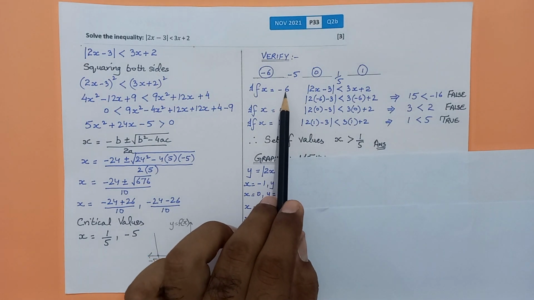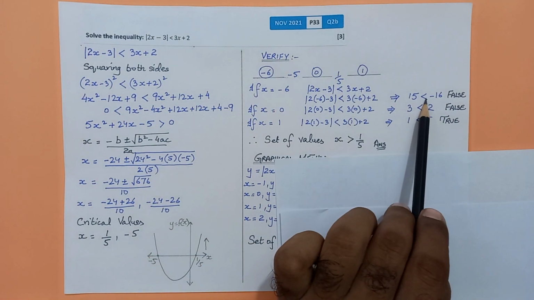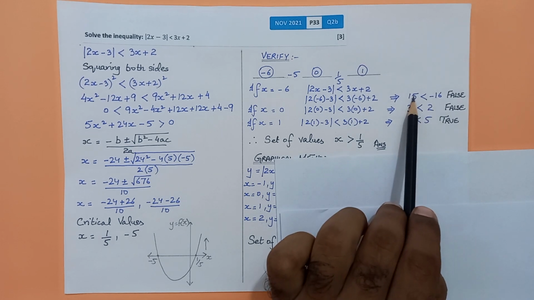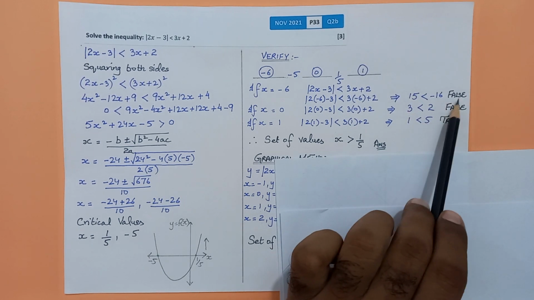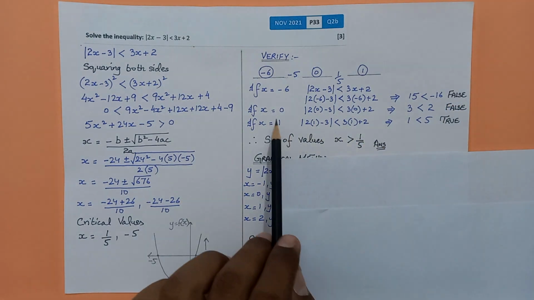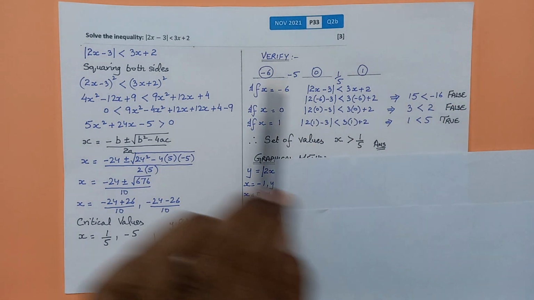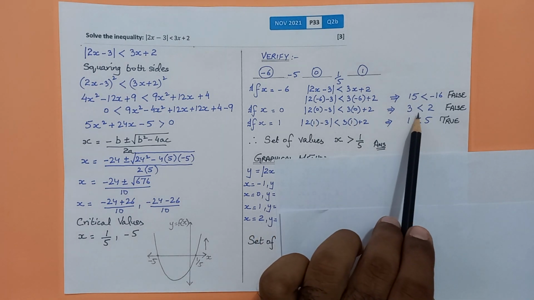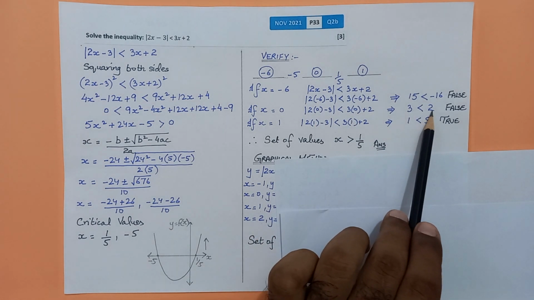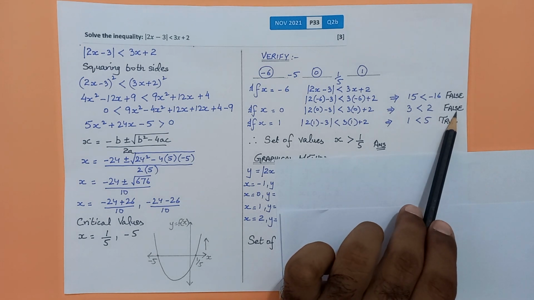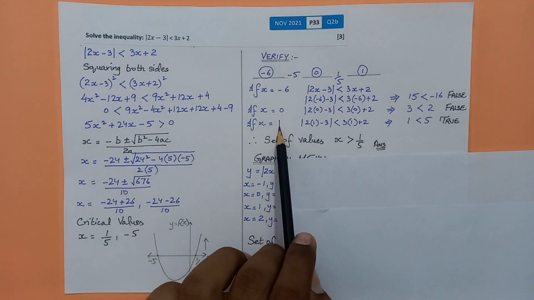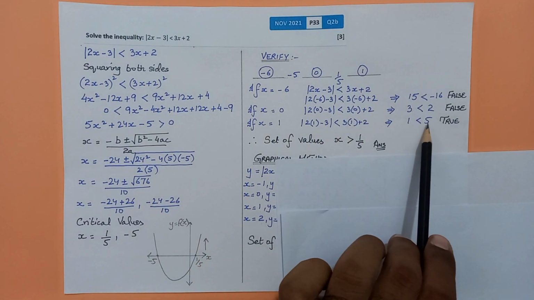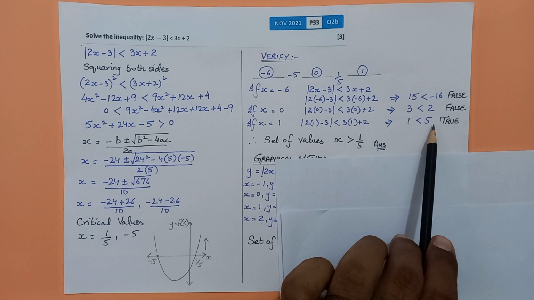That means if we take x as -6, we have seen that the answer would be 15 is less than -16, which is totally wrong. This is positive. It can never be less than 16. So I have written false over here. If we take x as 0, and in the question instead of x I have written 0, the condition was 3 is less than 2, again, which is totally wrong. And if we take x equal to 1 and place it, we can see it is 1 is less than 5. Definitely it is a true condition.